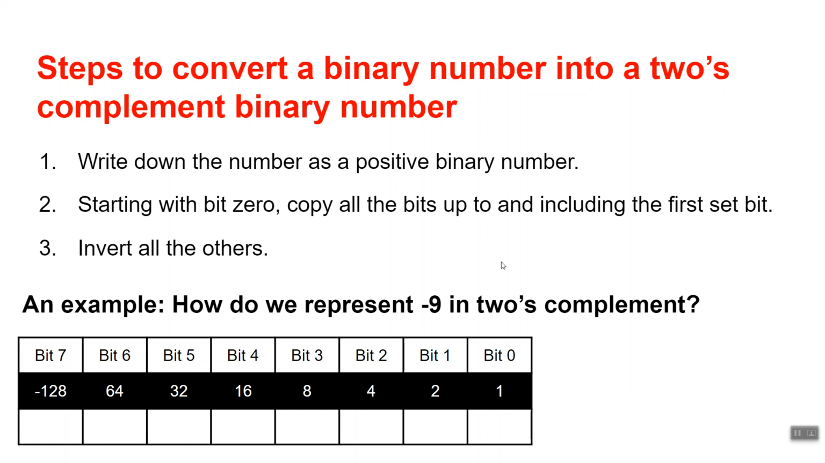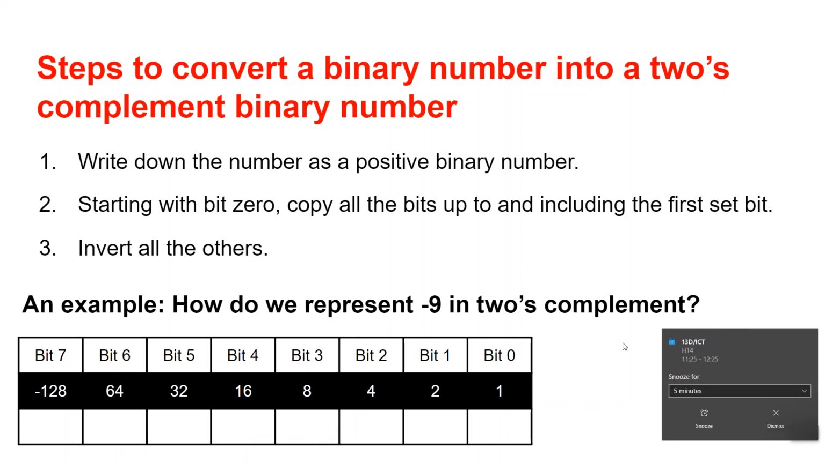Then, starting with bit 0, so starting from the right, we copy all the bits up to and including the first set bit. And what that means is, starting from right to left, the first bit in that number which is a 1 is the first set bit. And then we invert all the others. That sounds really confusing, but it isn't. Hopefully we'll see in a minute.